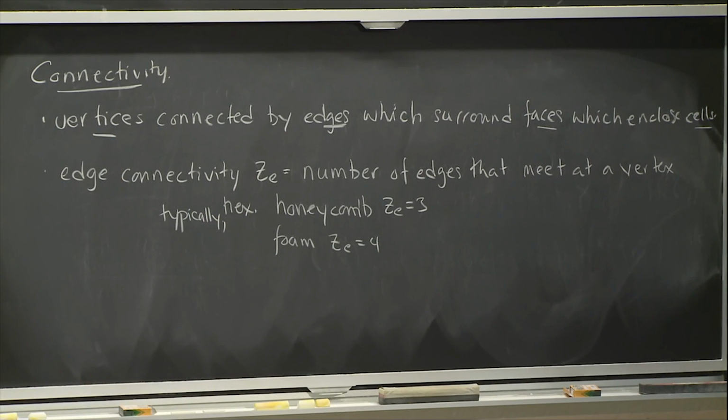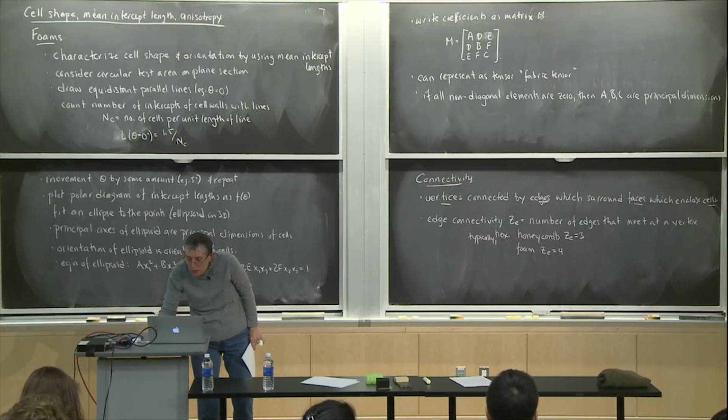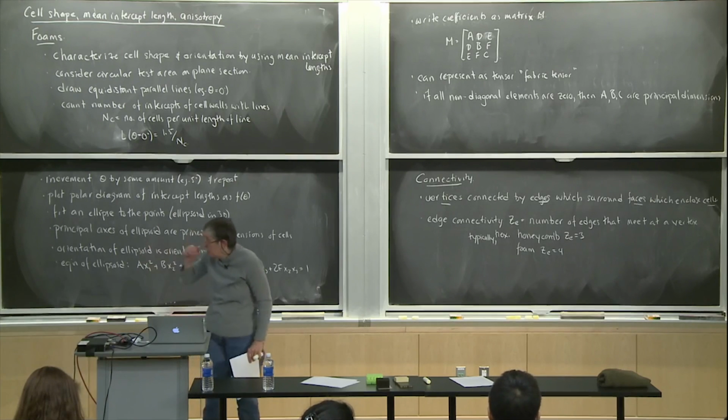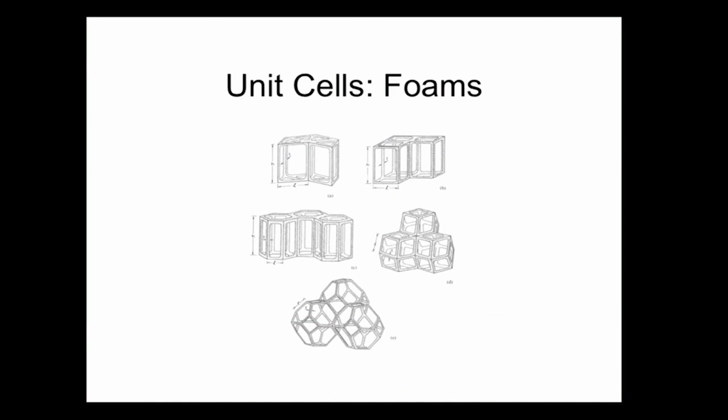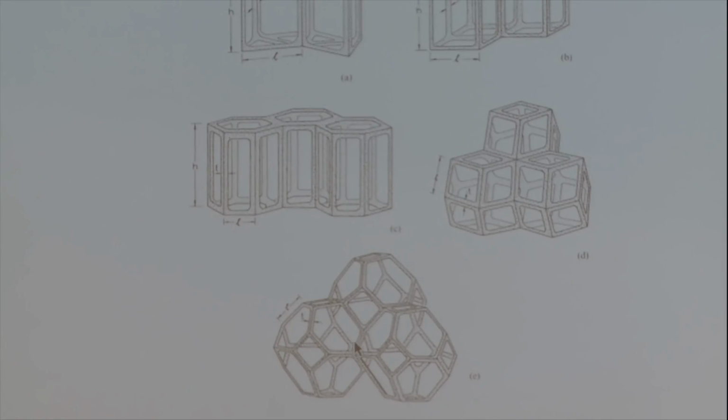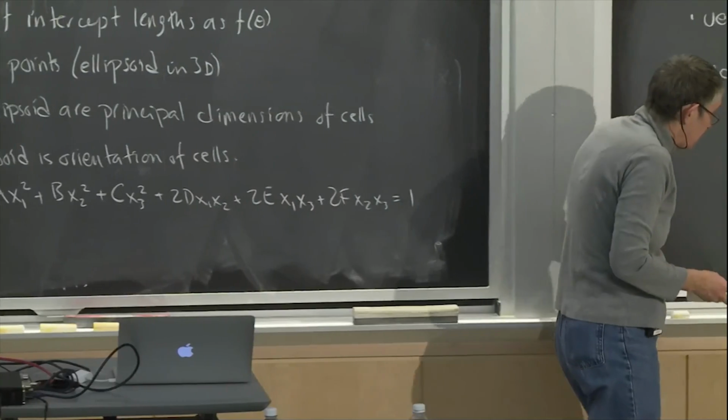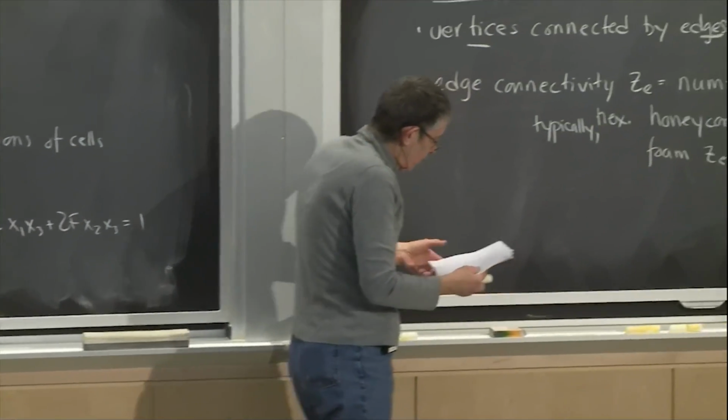If I go back and look at these sketches here of the rhombic dodecahedra and the tetrakaidecahedra, in the tetrakaidecahedra you can see the number of edges. Here's one edge, here's another one here, there's another one here, and another one here. So that's the 4 edges meeting at that vertex there. If you look at arrays of cells, you can convince yourself that ZE is typically 4 for a foam.